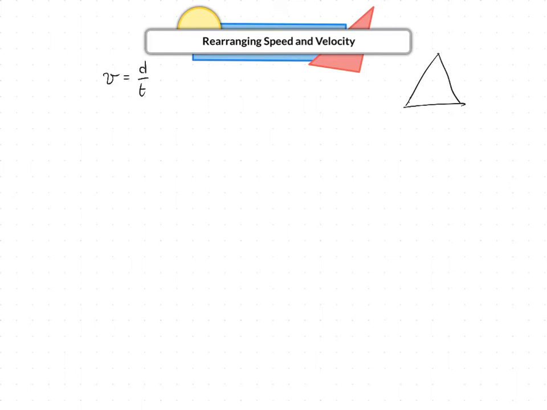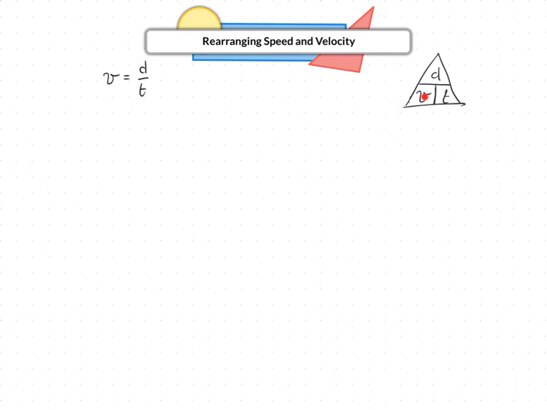Is this little triangle here. So I'm going to put V in the bottom, D up the top, T in the bottom. And that little triangle tells us how we could calculate each of the values. So to use this triangle, you cover up the thing that you're trying to find, so for example velocity, and then the rest tells you how to find that quantity.